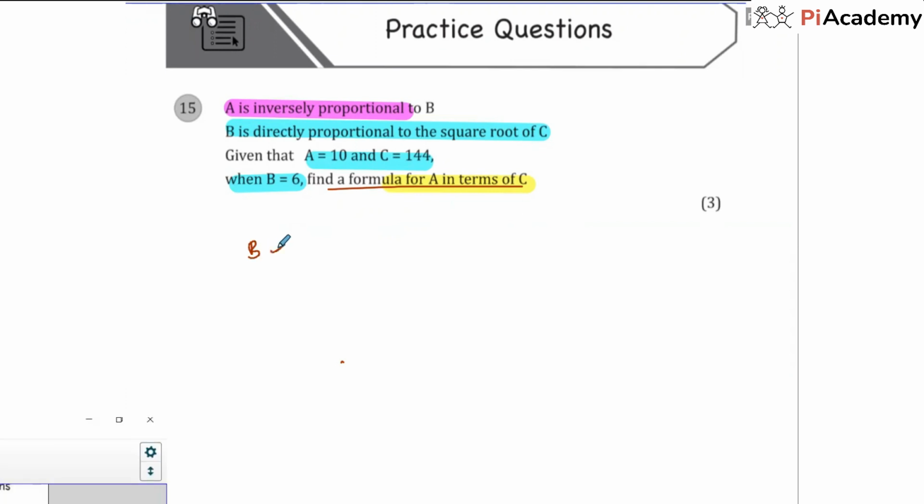B is directly proportional to square root of C, and A is inversely proportional to B. Now find a formula for A in terms of C, given that A is equal to 10, C is equal to 144, and B is equal to 6. Anyone? Ananya?